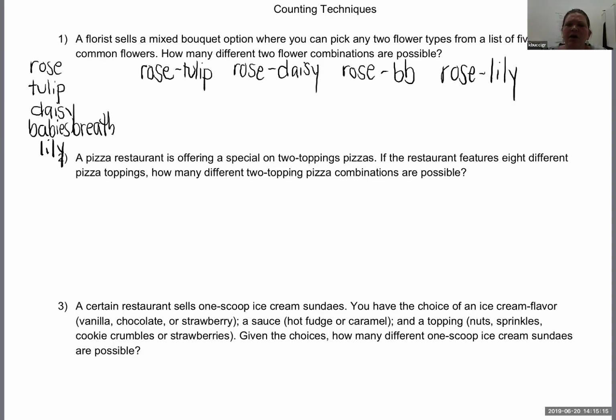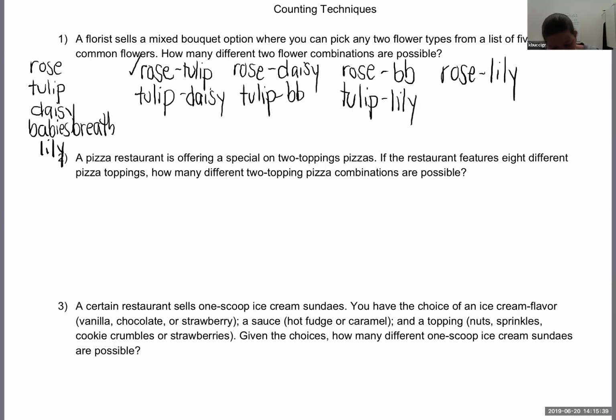tulip and rose. And so on the next row, when I start with tulips, I'm going to skip tulip with rose because I already accounted for it right there. But I'll pair tulip with daisy, and I'll pair tulip with baby's breath, and I'll pair tulip with lily. And now I've done all the rose possibilities and all the tulip possibilities, and I'm being very logical about this to make sure I don't miss any.